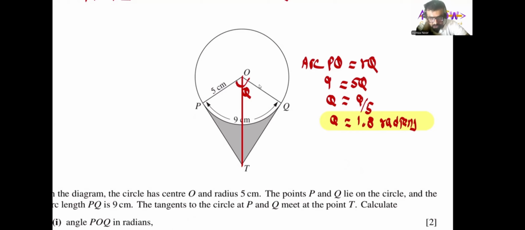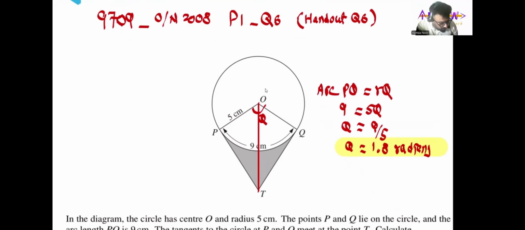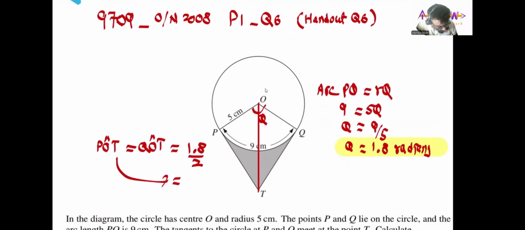This OP length is equal to OQ length. This PT length is equal to the QT length. And here we have established the fact that triangle POT and triangle QOT are congruent to each other. So angle POT is equal to angle QOT, which equals theta over 2, meaning 1.8 divided by 2. So this angle POT is 0.9 radians.